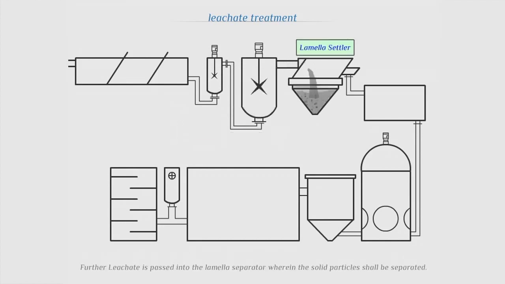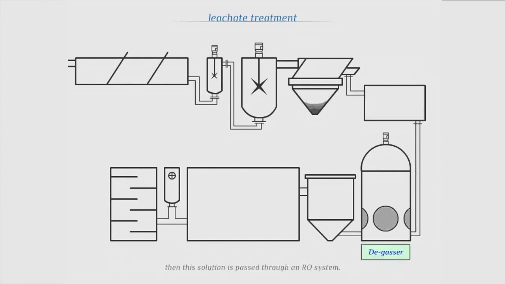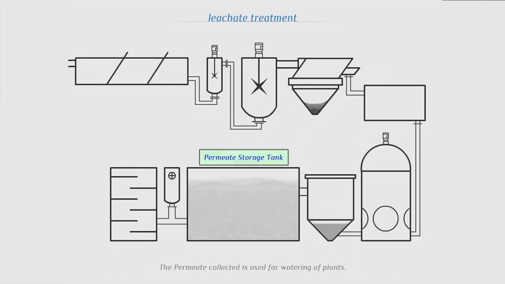The leachate is passed into lamella settler that settles the flocks of suspended particles. The supernatant is passed through pressure sand filters that remove the remaining suspended solids and reduce turbidity. The leachate is then passed through a two-stage reverse osmosis system, which uses membranes for filtering the leachate of all contaminants and provide clear permeate, which is used for greenbelt and landscaping development.